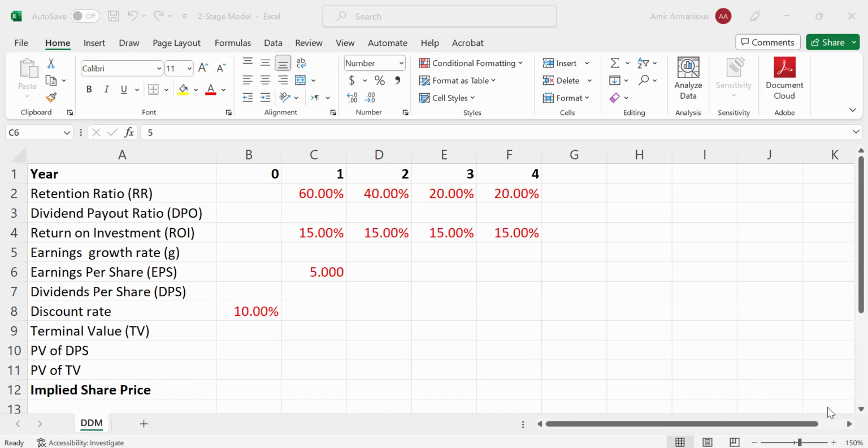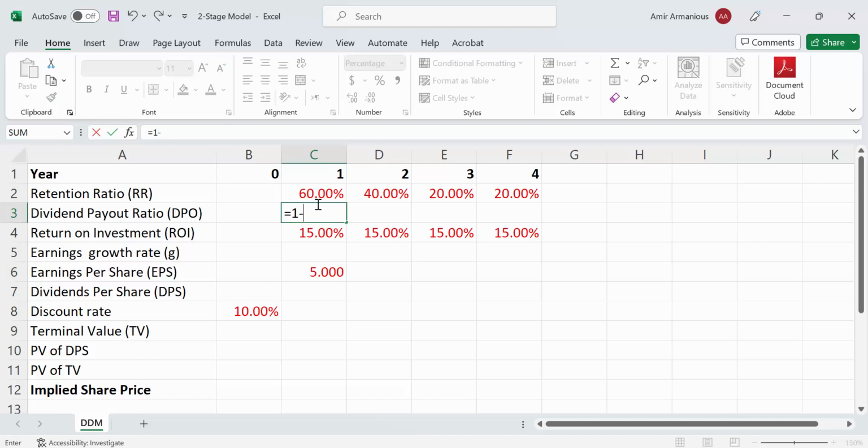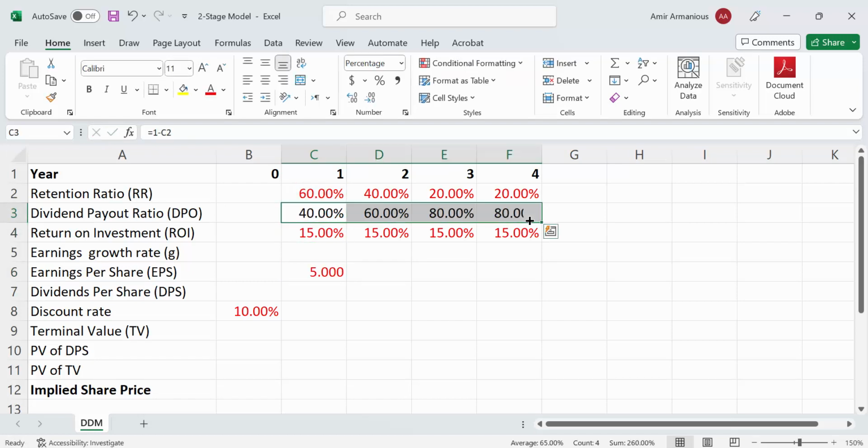We would like to calculate our dividend payout ratio. We know that the retention ratio plus the dividend payout ratio is equal to 1. Therefore, our dividend payout ratio will be 1 minus the retention ratio. And then from this little box we will drag. So this will be our dividend payout ratio.